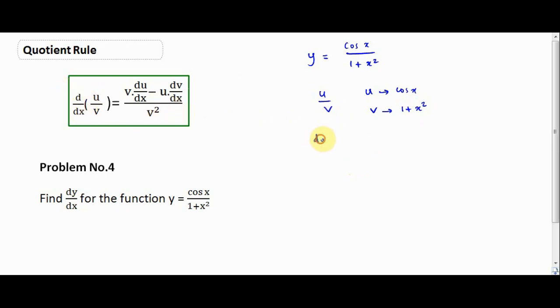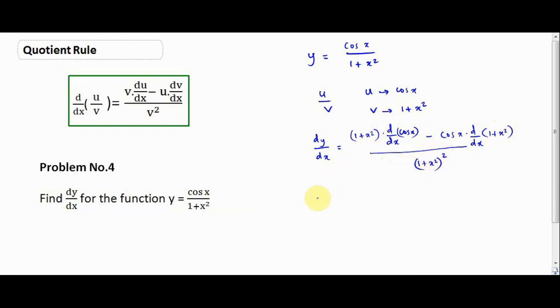So dy by dx will be equal to (1 plus x square) into d by dx of u. U is cos x, so d by dx of cos x, minus u into dv by dx. U is cos x here, so cos x into d by dx of v. V is 1 plus x square here, so d by dx of (1 plus x square), whole divided by v square. V square is (1 plus x square) the whole square.